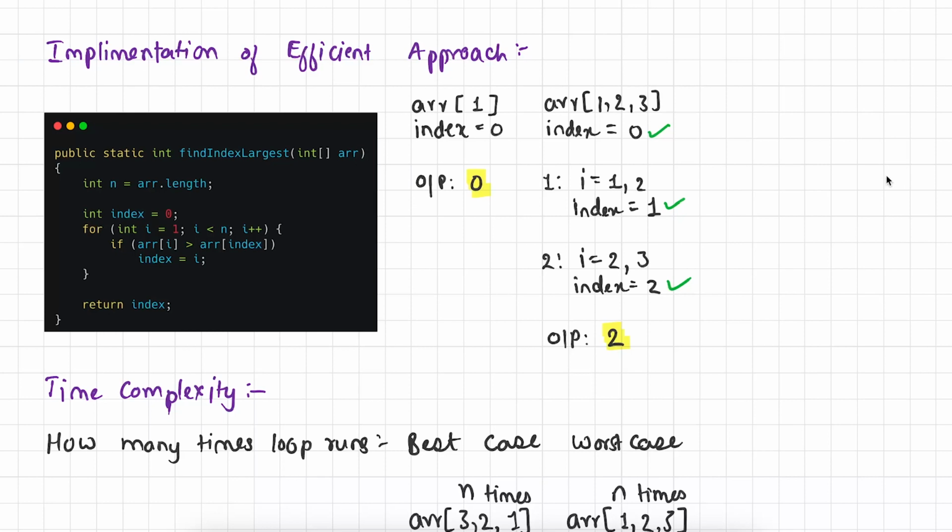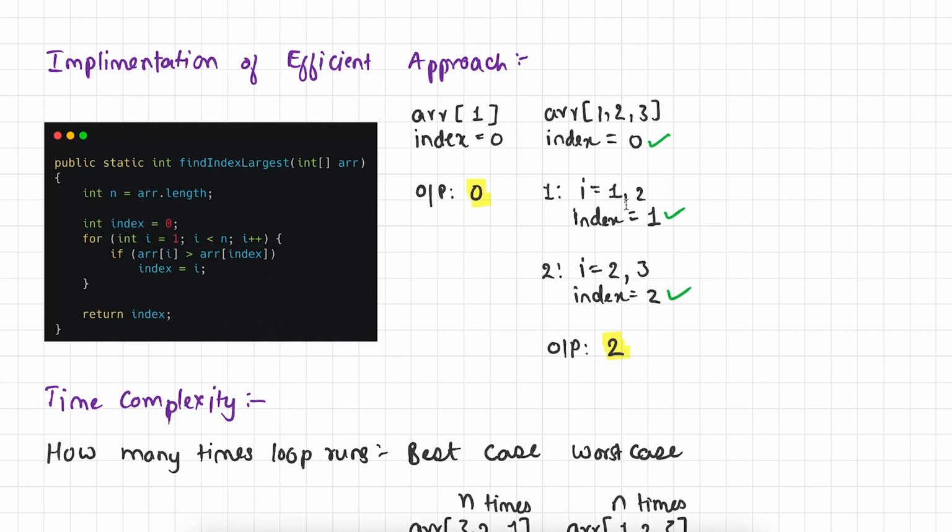So let's quickly dry run this code and see how it works. In case we have only one element in the array, we are assuming that the first element is the greatest and the largest element. So that is why we are storing the index of the first element. In case of one element, this loop starts from 1 and we do not have index 1 in this array. So this loop is never going to run. So this function simply returns 0 in case of one element.